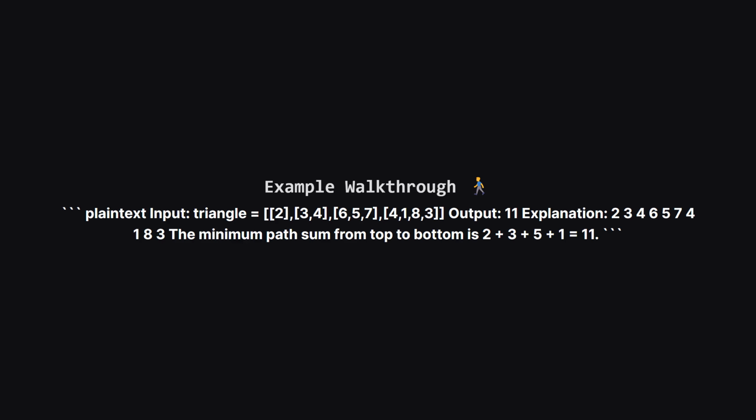through this path. Let's walk through an example to really see this in action. The input is this triangle of numbers. Our output should be 11. How do we get that? Well, starting from the 2 at the top, we can go to 3 or 4. If we pick 3, then from 3, we can go to 6 or 5. If we pick 5, then from 5 we can go to 1 or 8. Choosing 1 gives us 2 plus 3 plus 5 plus 1, which sums up to 11. That path is highlighted in the explanation as the minimum. We need to figure out how to find that minimum path systematically.